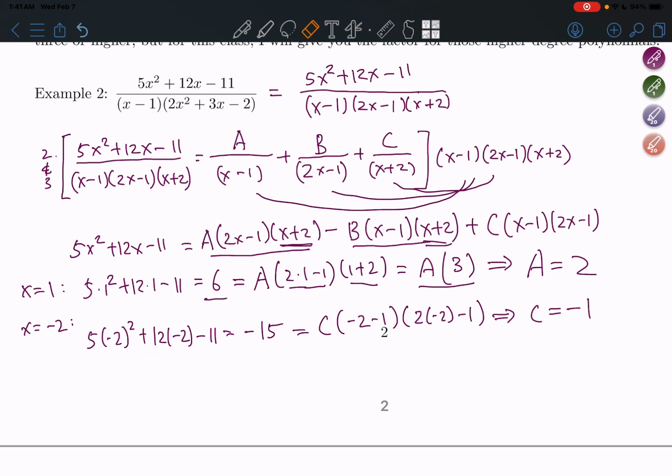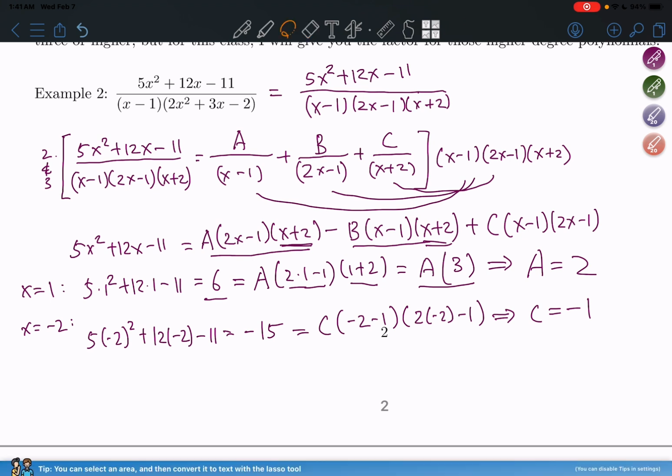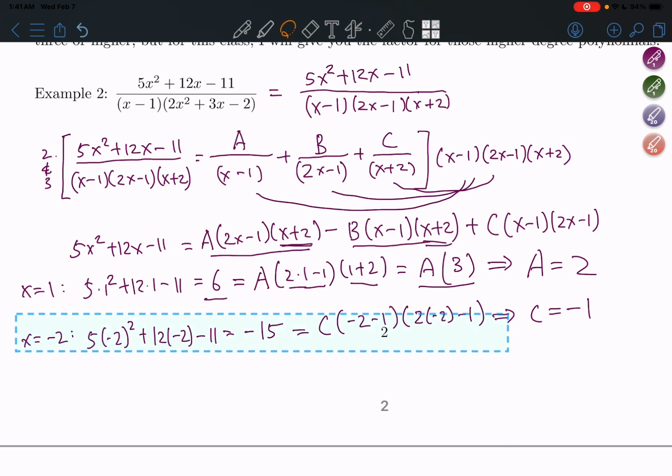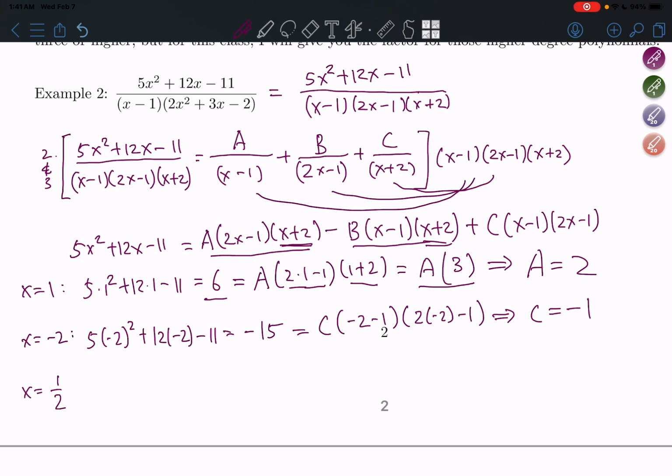Just erase that one more time. And here, let me force this down a little bit. And last but not least, let's go ahead and do the very last one. x equals 1/2. Okay, x equals 1/2. So on the left-hand side, I have 5 times 1/2 squared plus 12 times 1/2 minus 11. So 1/2 squared is 1/4, so I got 5 over 4 here, plus 12 over 2 is 6, minus 11.